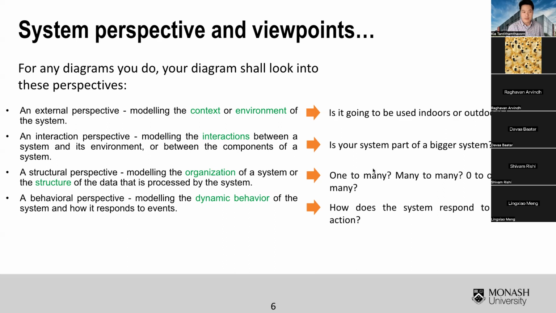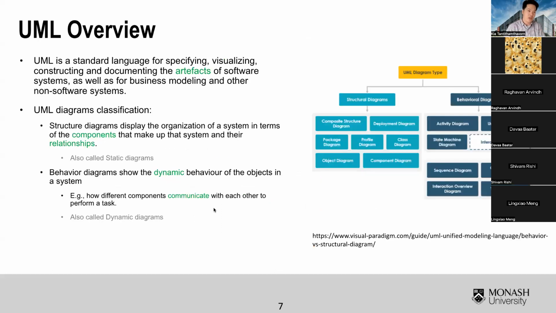Structural perspective, that's more like between the objects, right? Objects and how they are structured. What is the relationship? What is the association? For example, one customer and one shopping cart. What is the relationship here? Association here? One to many, many to many, many to one, that kind of thing. Okay. And behavioral perspective, how does the system behave? Okay, we'll talk about that later.